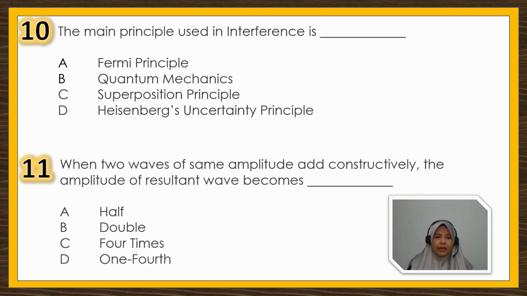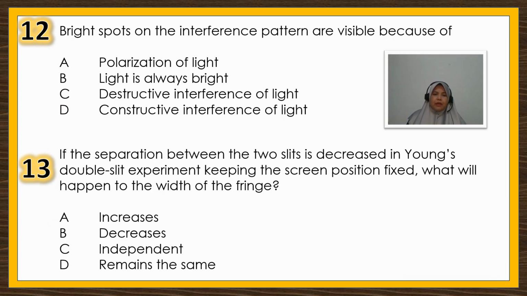For question number 10, the main principle used in interference is the superposition principle. For question number 11, when two waves of the same amplitude add constructively, the amplitude of the resultant wave becomes double, of course, because this is constructive. For question number 12, bright spots on the interference pattern are visible because of, meaning that we can see the bright spot, constructive interference.